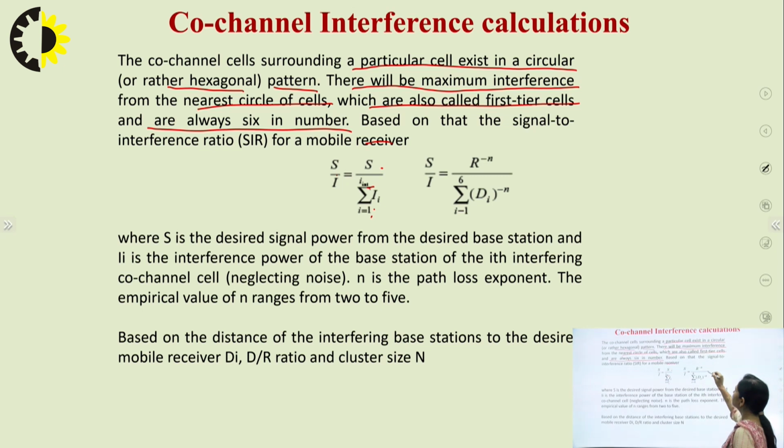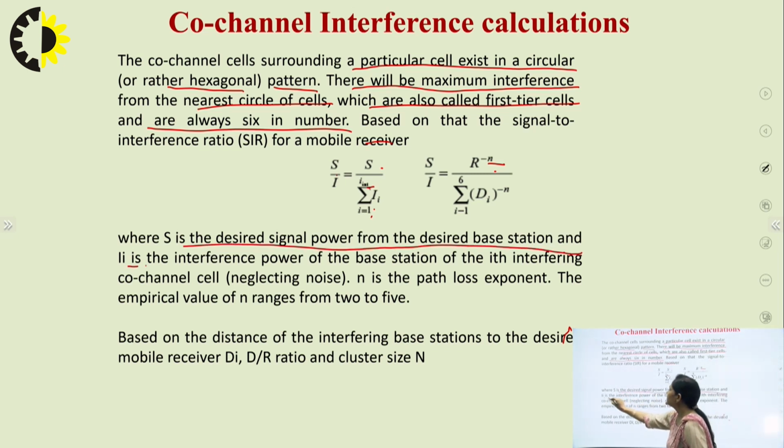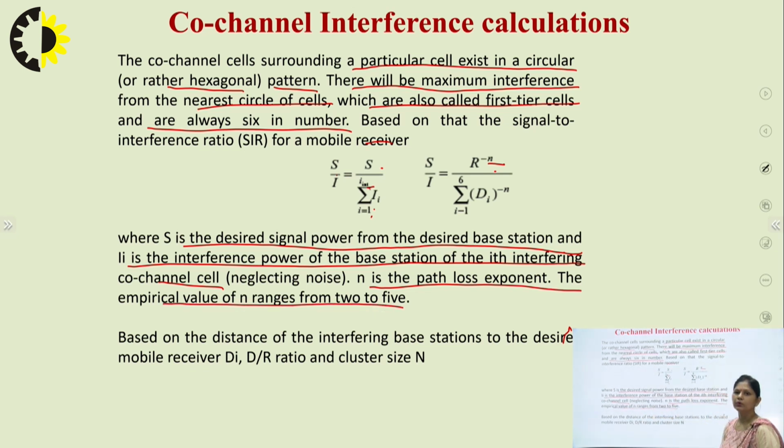And if you describe it in terms of the D by R ratio, then the signal to interference ratio is given by R raised to power minus n, where n denotes the path loss component. R is the radius of a cell and D is the distance between co-channel cells, where S is the desired signal power from the desired base station. Ii is the interference power of the base station of the ith interfering co-channel cell. n is the path loss component. The empirical value of n ranges from 2 to 5, depending upon the type of scenario, whether we are talking about a rural scenario or an urban scenario.